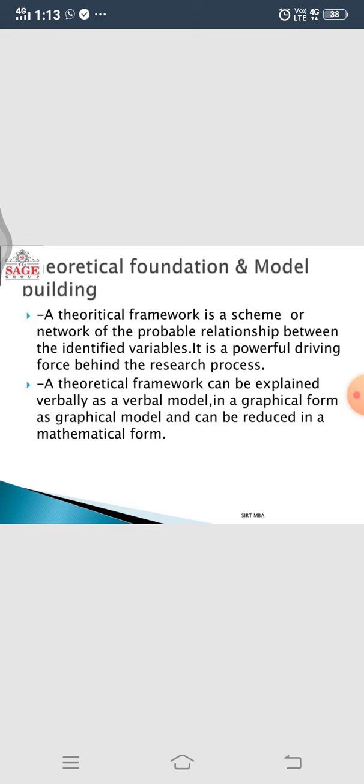Okay, so what are we doing? We are actually breaking down the factors and then trying to understand their relationships. This is called a theoretical model. A theoretical framework can be explained verbally as a verbal model, in a graphical form as a graphical model, and can be reduced to a mathematical form also.